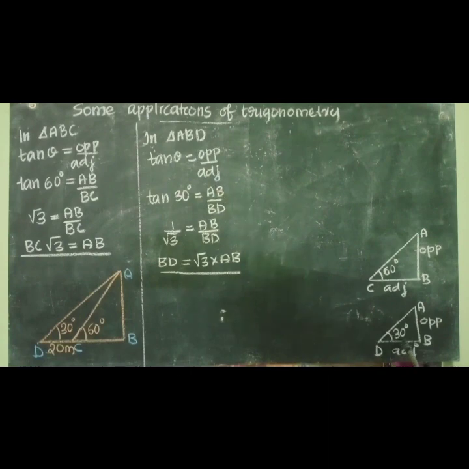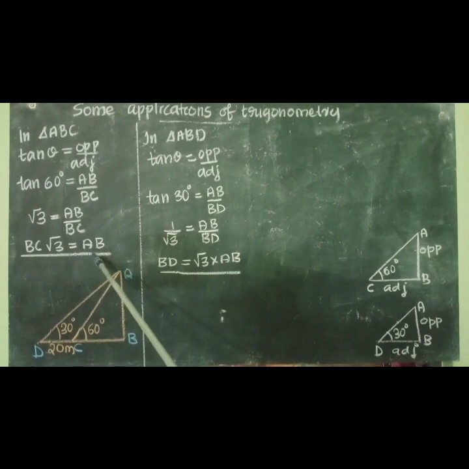Then, in second triangle, in triangle ABD, tan theta equal to opposite side by adjacent side. Second case, theta equal to 30 degree. Opposite side is AB, adjacent side is BD. Tan 30 degree equal to AB by BD. Tan 30 degree is 1 by root 3. So we get 1 by root 3 equal to AB by BD. Cross multiplying, we get BD equal to root 3 into AB.